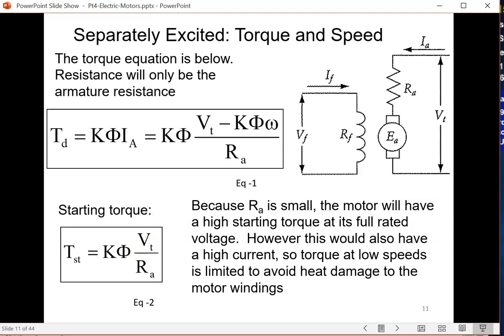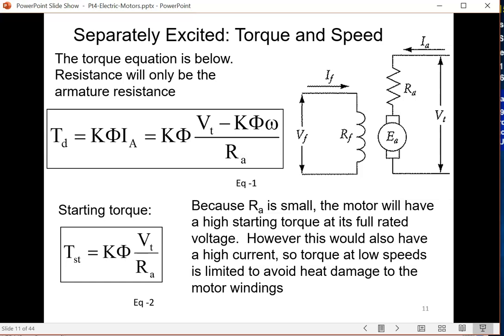Okay, so as the motor starts to rotate, this term becomes larger and larger. Therefore, current gets smaller and the torque gets smaller. If you want to keep the same torque, you just have to increase the supply voltage as omega, the speed, goes up. But starting torque tends to be very, very high.